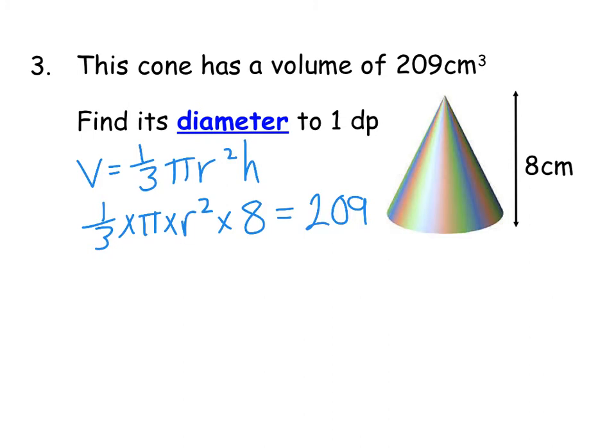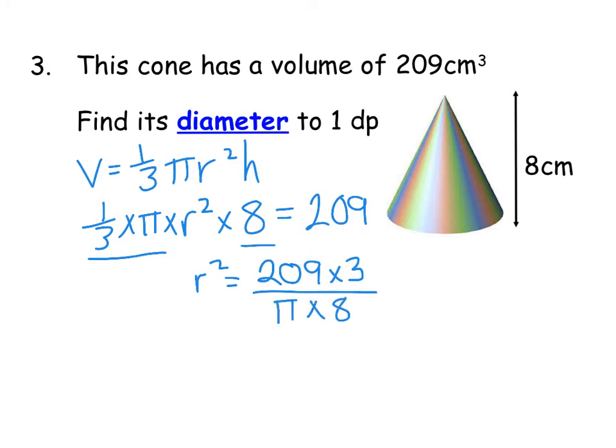So again, there's different ways to go here, okay? Depending on how your teacher will show you, I'll show you 2 different ways. So we need r squared on its own, so we need to deal with the third, the pi, and the 8. I talk about doing opposites all the time. So r squared equals, the opposite of a third is timesing by 3. So we do 209 times 3. The opposite of timesing by pi and timesing by 8 is dividing by pi times 8. So we're just shifting the pi times 8 down to the bottom to make it divide.